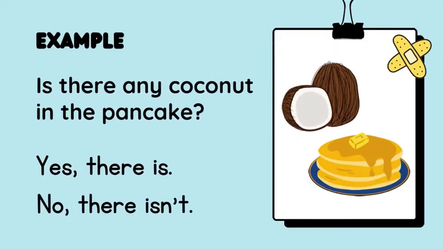Let's look at a few questions. Number 1. Is there any coconut in the pancake? To answer this question, you may respond with yes, there is, or if there isn't any coconut, no, there isn't. We use is there because coconut is singular. Try to count. There is only one coconut, so we use is there and respond with yes, there is, or no, there isn't.